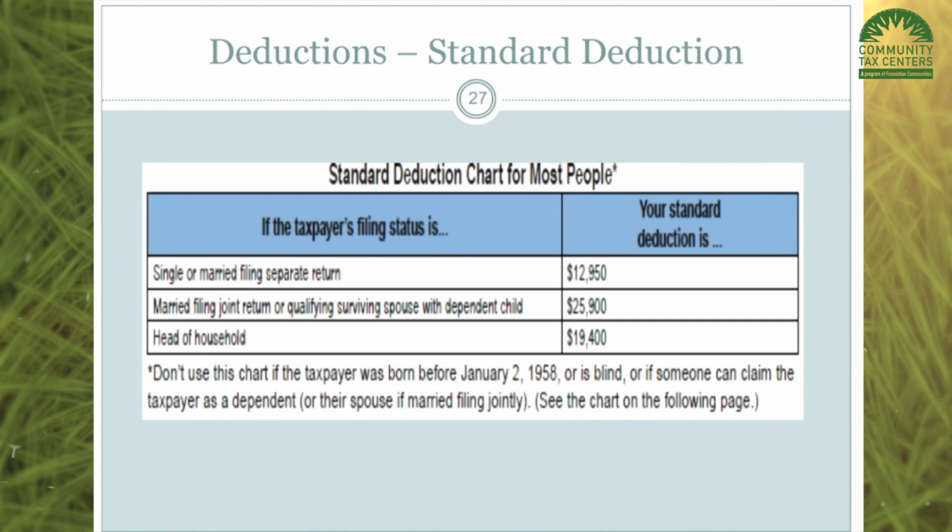You'll see married filing joint or qualifying surviving spouse with dependent child, which is that qualifying widow or widower. You'll see their standard deduction is $25,900. Head of household, $19,400. So this is reducing their income. It means what they're paying tax on is going to be a lower amount. Now we talked about those individuals who are dependents or maybe they're 65 or older. They're going to get an even higher standard deduction.